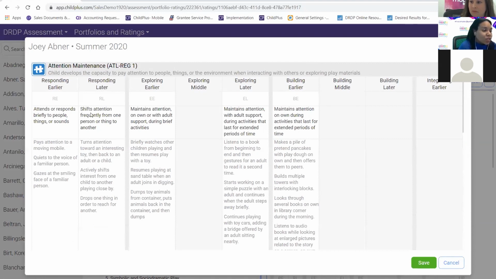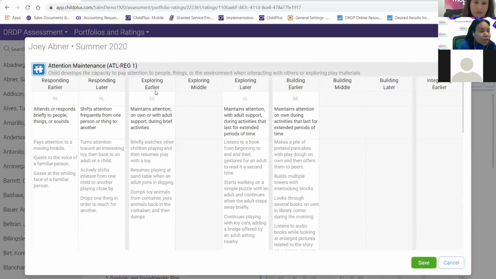So let's go back up and look at our next developmental level, which is responding later. So let's look at that descriptor, and it says shifts attention frequently from one person or thing to another. And for our examples, it's giving us turns attention toward an interesting toy, then back to an adult or child, actively shifts interest from one child to another, playing close by. Now, Joey is definitely doing these things, but let's take a look at our next developmental level before we try to rate him, because we really want to make sure that we have selected the appropriate developmental level.